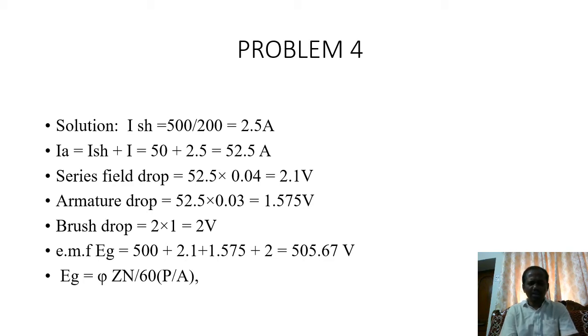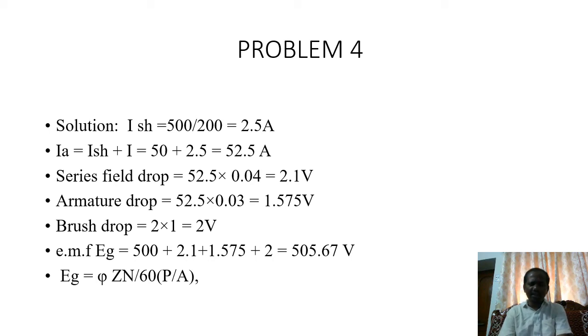So series current is calculated, then you can calculate series field drop. Series field drop is ISC into RSC. Series field resistance is given, that is 0.04. Series field current is 52.5, which is equal to armature current. Then you can write ISC into RSC. ISC is equal to 52.5, RSC is equal to 0.04. That is 2.1 volt drop.